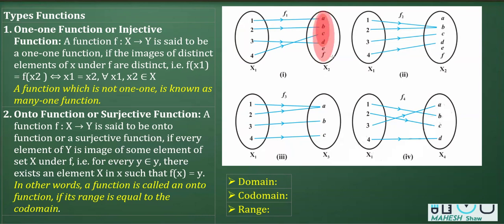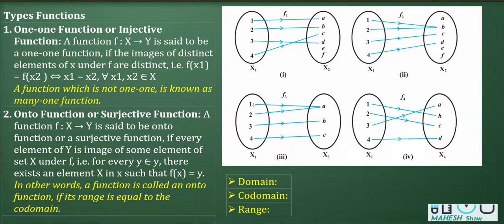Here the range is not equal to codomain, so it is not a one onto function. Now let's check for the next. Here the range is this, while the codomain is this. Clearly, the elements E and F are not part of the range, or they are not the image of some elements in the domain. So this is not an onto function.